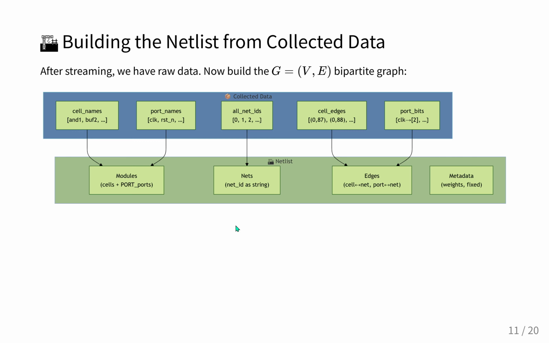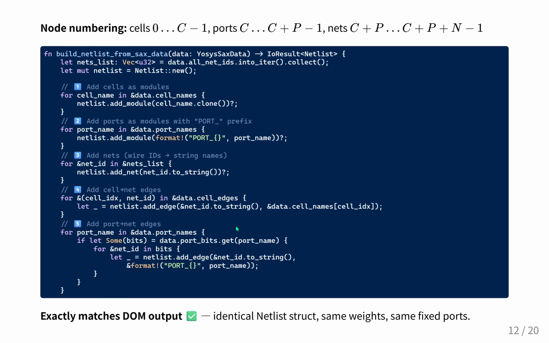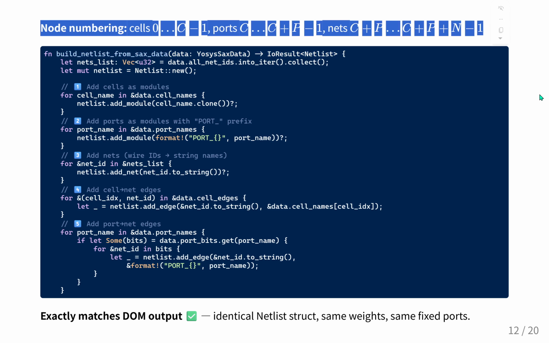To organize those two camps, the developer used a highly specific contiguous node numbering system. The cells, representing our logic gates, are numbered from 0 up to C minus 1, where C is the total number of cells. Then the ports pick up right where the cells left off, numbering from C up to C plus P minus 1. Right. Finally, the nets, the wires, take the final contiguous block, starting at C plus P up to C plus P plus N minus 1. And creating a perfectly contiguous block of numbers isn't just for neatness. Right. It allows the software to use simple, lightning-fast arrays for lookups later, rather than slow, cumbersome hash maps.